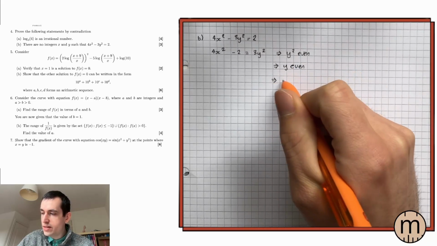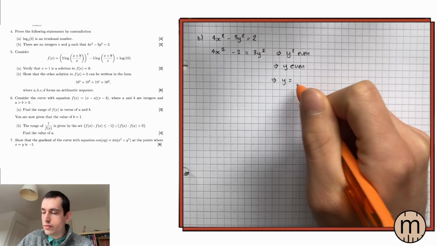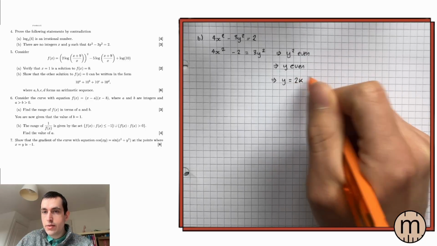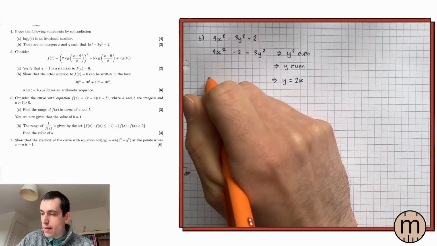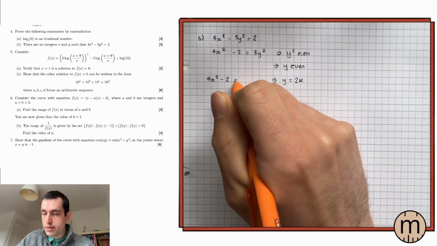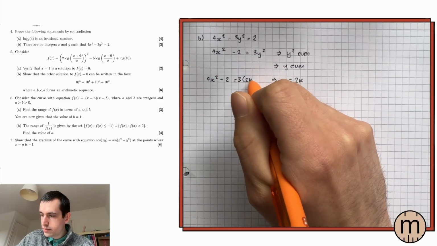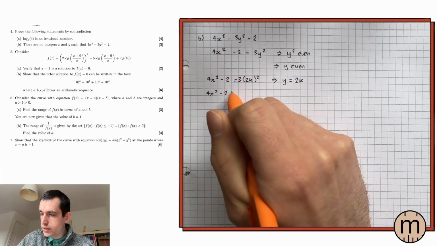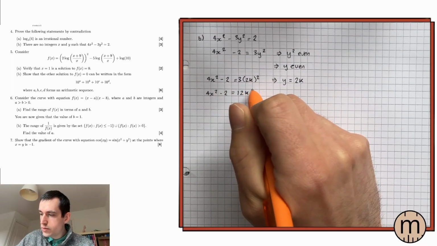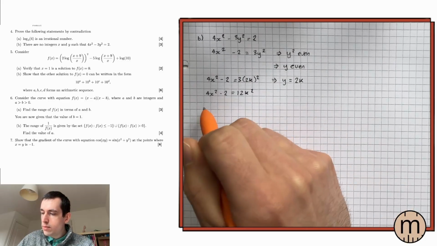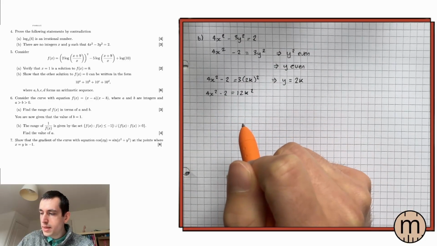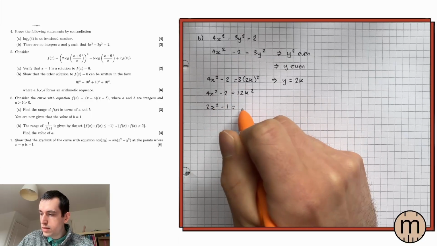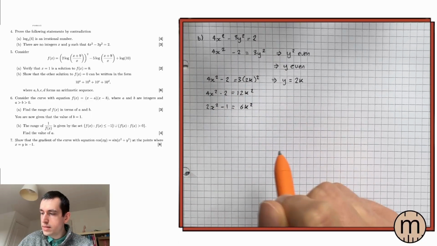And if y is even, how can we write it? We can write it as 2 lots of, let's call it k. If we know that y is equal to 2k, then let's pop that back in the original equation and see what happens. Like this. So we're going to get 4x squared minus 2 is equal to 12k squared. And now I'm going to divide by 2. 2x squared minus 1 equals 6k squared.